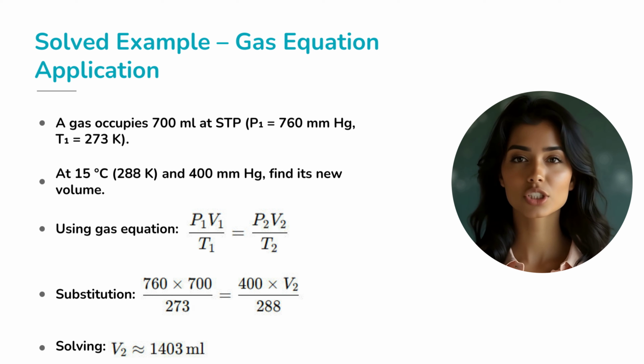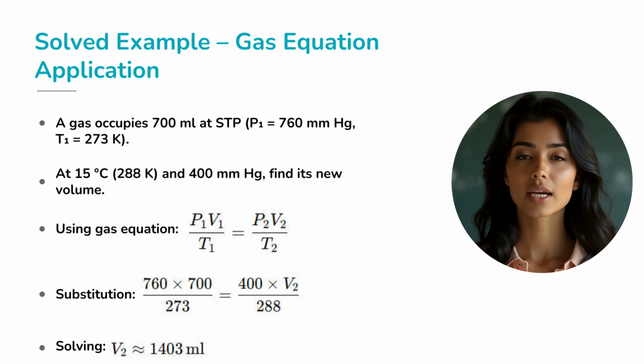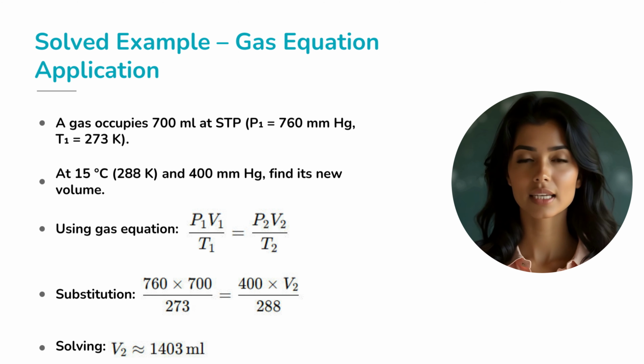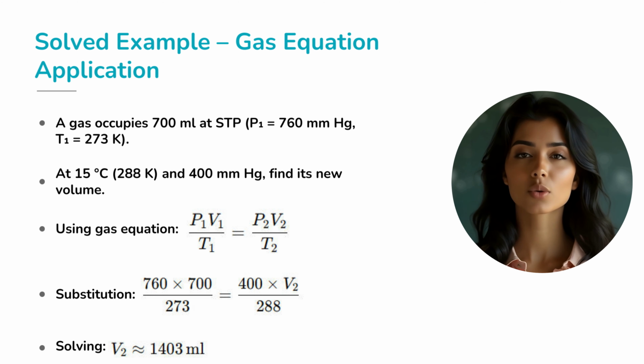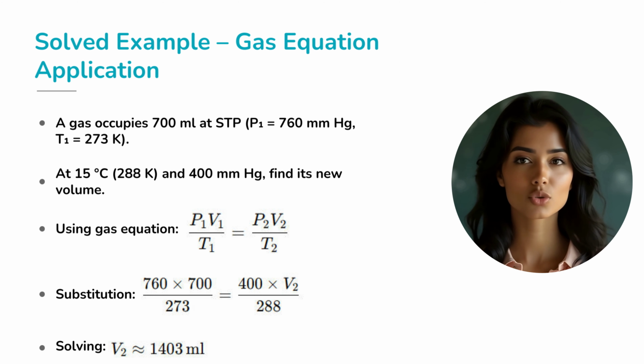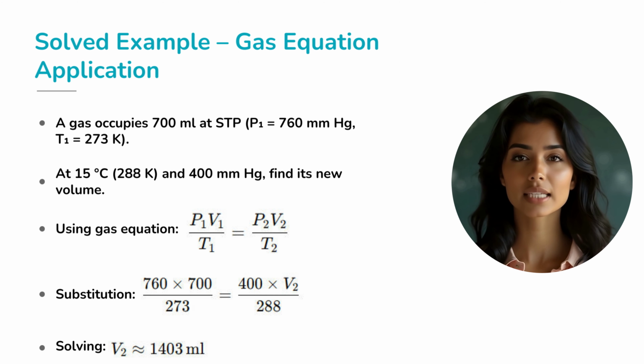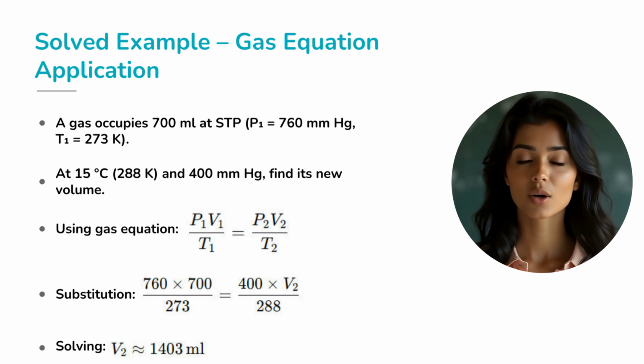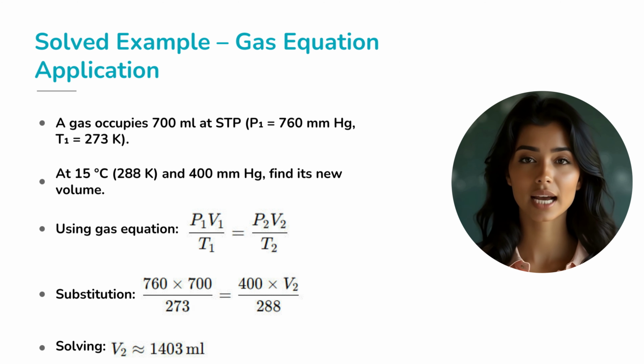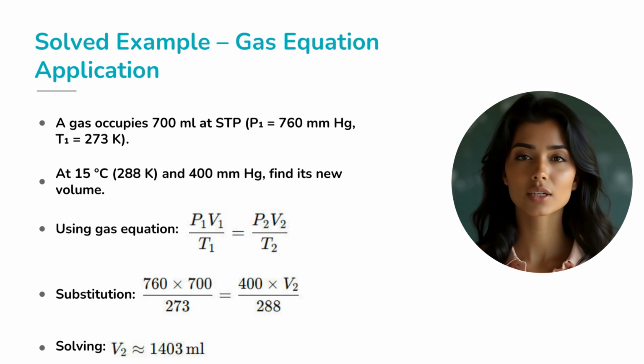Using the gas equation, P₁V₁ over T1 equals P₂V₂ over T2. Substituting, 760 times 700 divided by 273 equals 400 times V2 divided by 288. Solve for V2 and you get approximately 1403 milliliters. So the gas almost doubles in volume when pressure falls and temperature rises. Isn't that a perfect demonstration of how gases juggle multiple factors together?